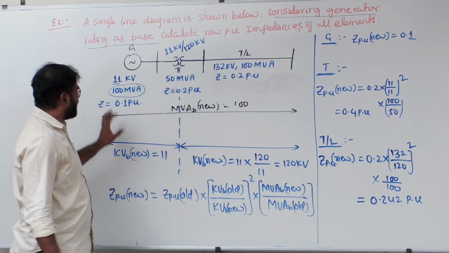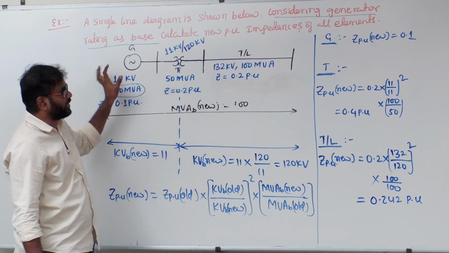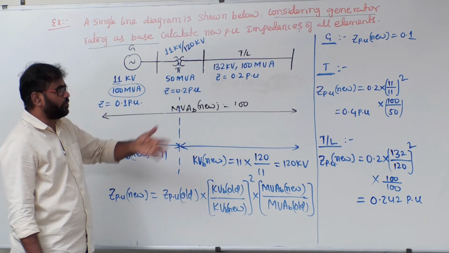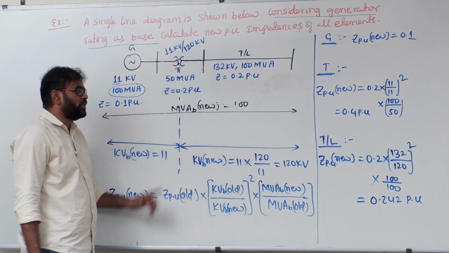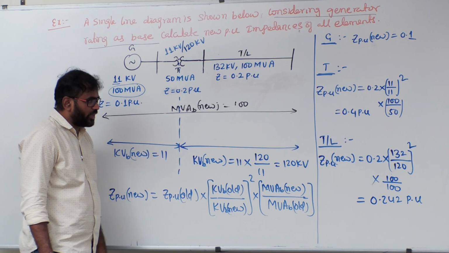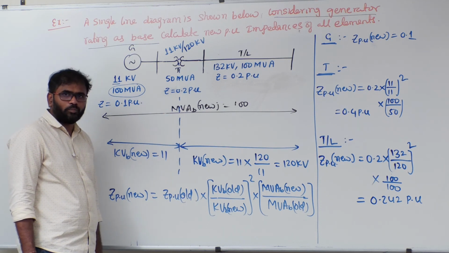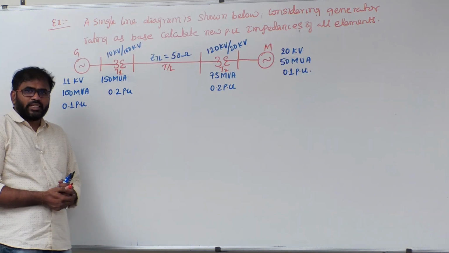So we have calculated that the new per unit impedance of the generator is 0.1, the new per unit impedance of the transformer is 0.4, and the new per unit impedance of the transmission line is 0.242 per unit. Now we will go through this example.